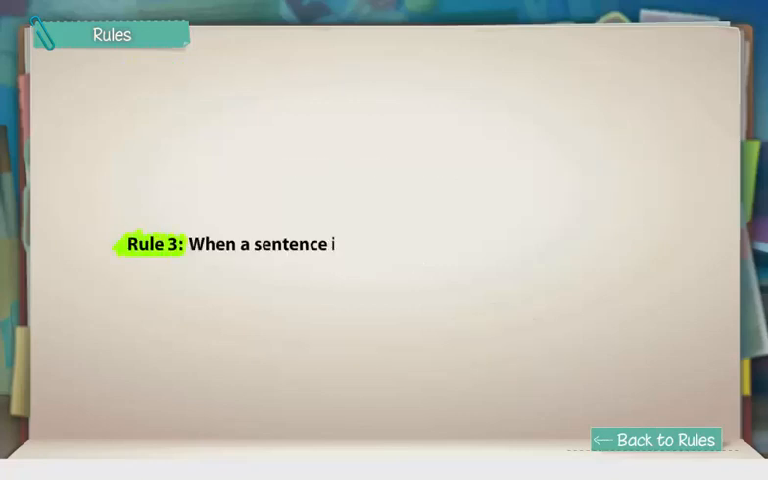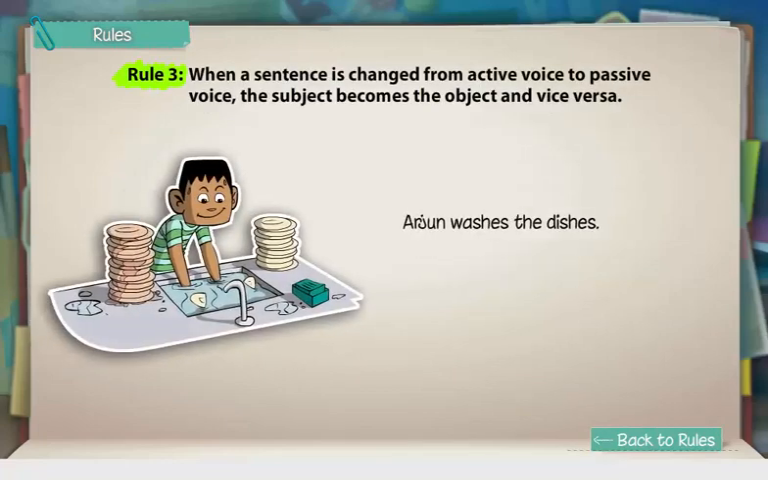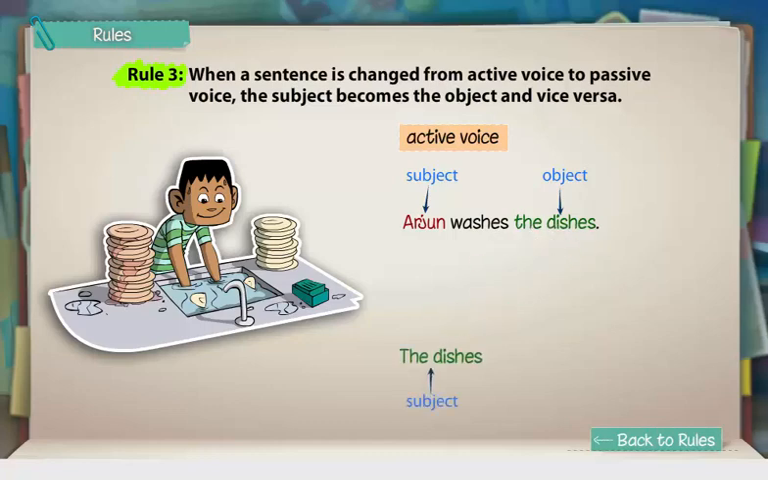When a sentence is changed from active voice to passive voice, the subject becomes the object and vice versa. Look at this sentence, which is in the active voice. The subject, Arjun, is performing the action on the object, the dishes. To change the sentence to the passive voice, make the object, the dishes, the subject. The subject, Arjun, now becomes the object.